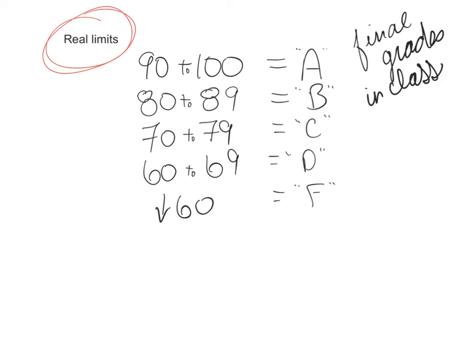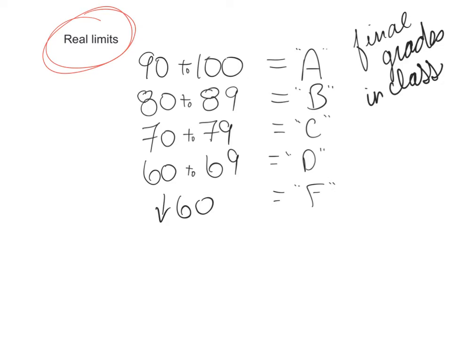And so as you know, in the syllabus, it says if you score between 90% and 100% in this class, then you will earn an A. If you earn between 80% and 89%, then you have earned a B for the class, and so on for C, D. And then anything below 60% earned in this class will get you an F, or a failing grade.